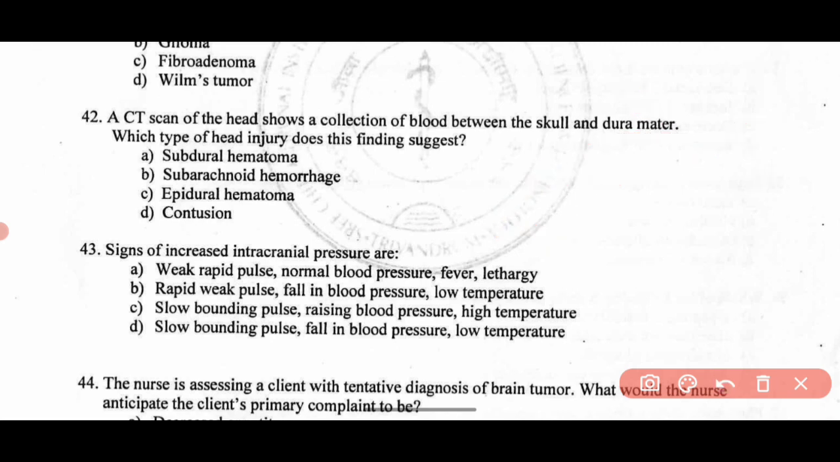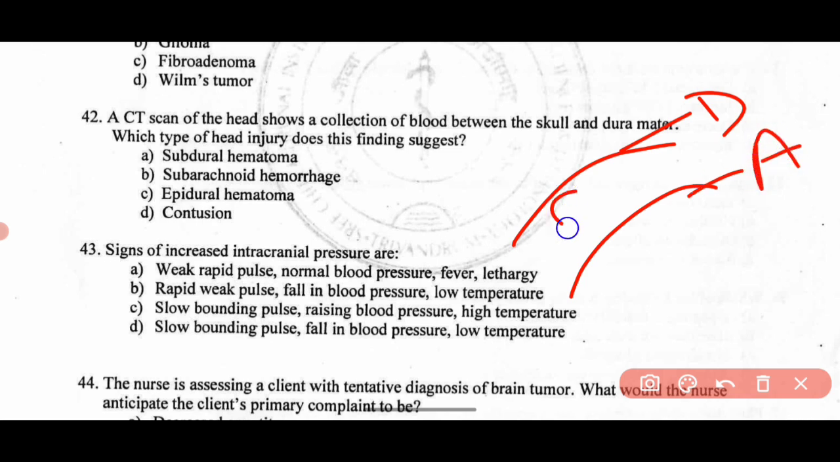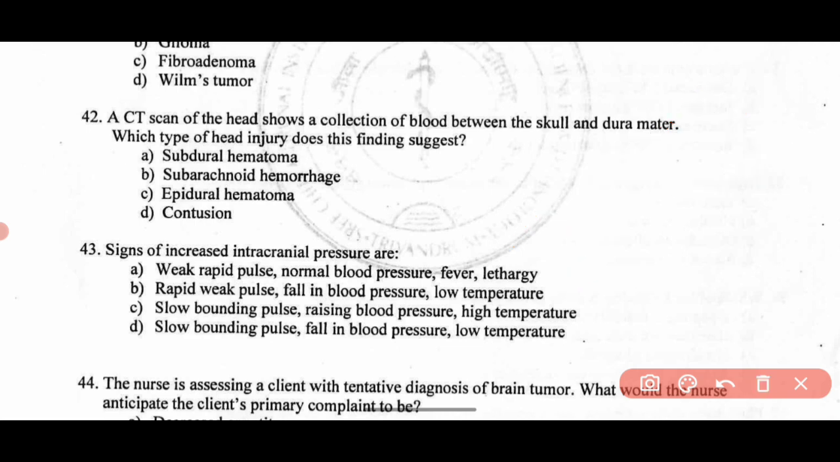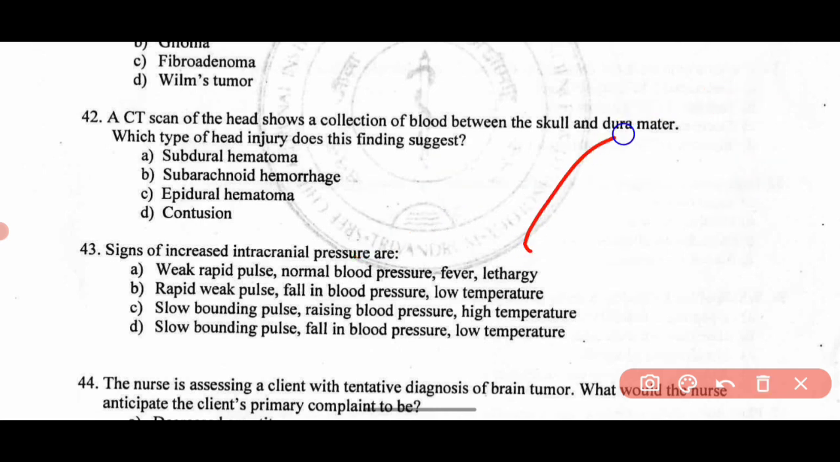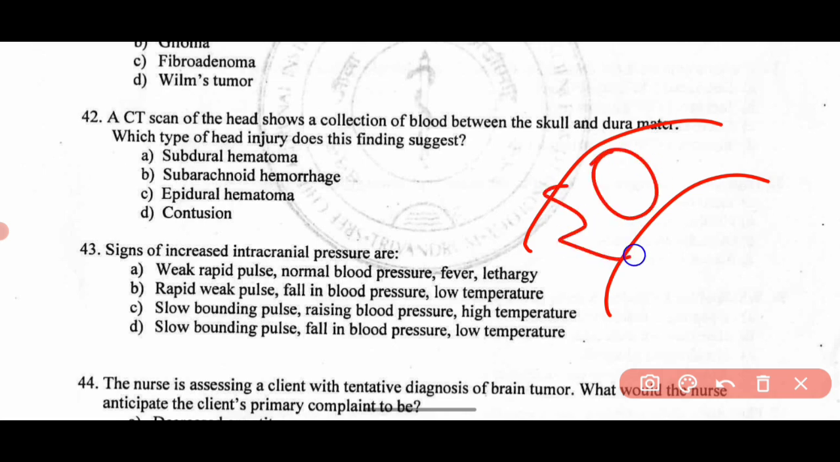Understand? So here the right answer is option C, epidural hematoma. Suppose there is a collection of blood in between the dura mater and arachnoid mater. This condition is called a subdural hematoma. Or if there is a collection of blood between the arachnoid mater and pia mater, it is called subarachnoid hemorrhage. In this question, between skull and dura mater is the epidural space, so epidural hematoma is the right answer.